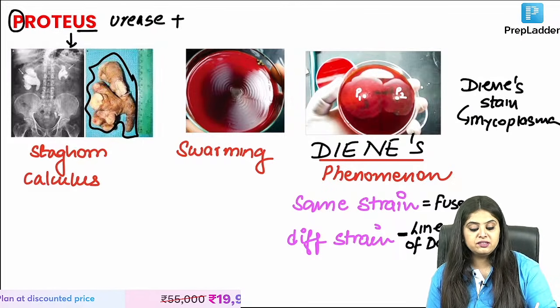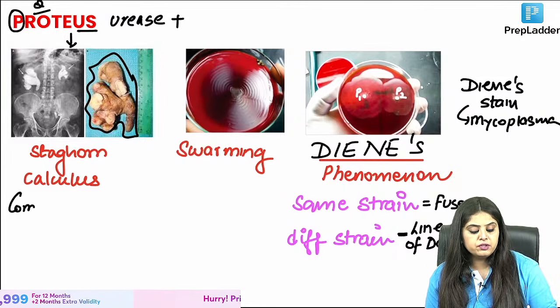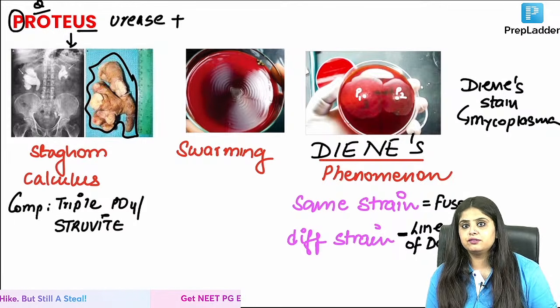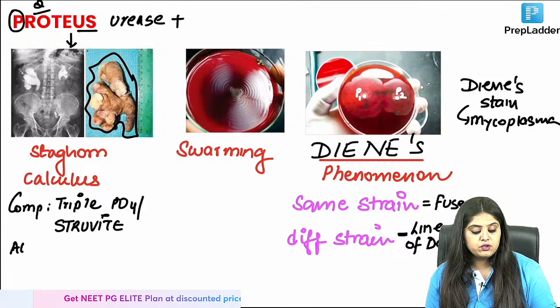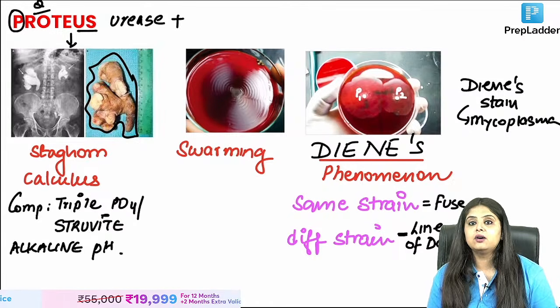And staghorn calculus, I taught you in pathology also. Proteus forms it. What is the composition of staghorn calculus? You had told us that time also that it is triple phosphate. Can I call triple phosphate the true white crystal also? Remember this. And do you remember in which pH it is going to form? It is going to form in alkaline pH. This we have studied. Okay, Proteus.